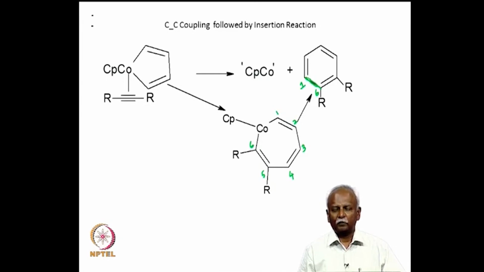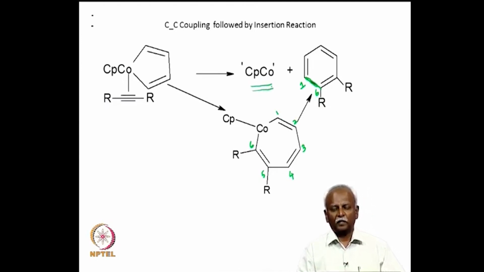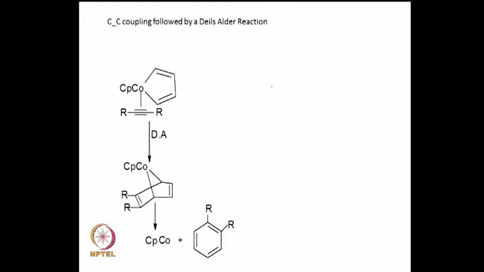And the stability of the aromatic benzene ring results in a very fast reaction to form the 6 membered ring and regeneration of the cobalt 1 species with the cyclopentadienyl group. The same reaction could be described as a Diels-Alder reaction, and when you have very electron withdrawing groups, when R is very electron withdrawing, then you end up with a Diels-Alder type of reaction.